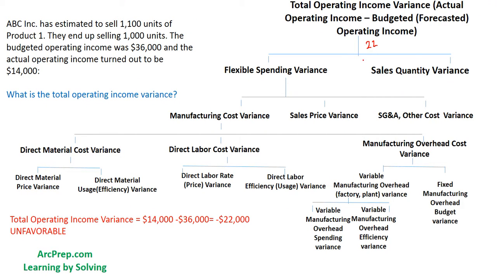Hi everybody. In the previous example, we calculated from a top-down approach. We calculated the total operating income variance was $22,000, and we calculated that $6,000 of that was because of sales quantity, and $16,000 was because of flexible spending variance. And we also calculated that the total operating income, the difference between the two, is $22,000, and hence these numbers were adding up.